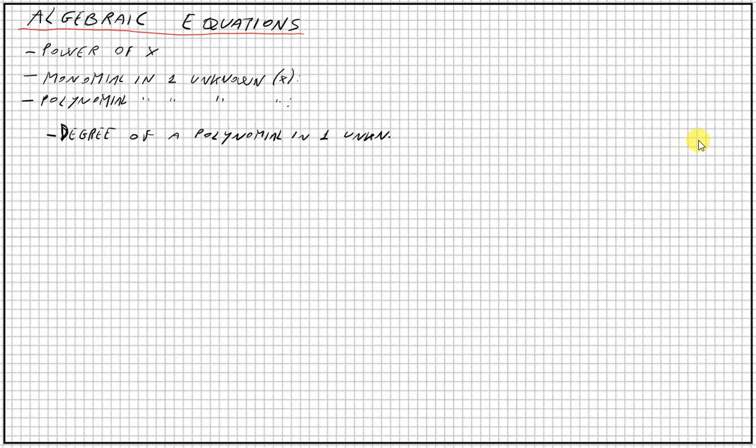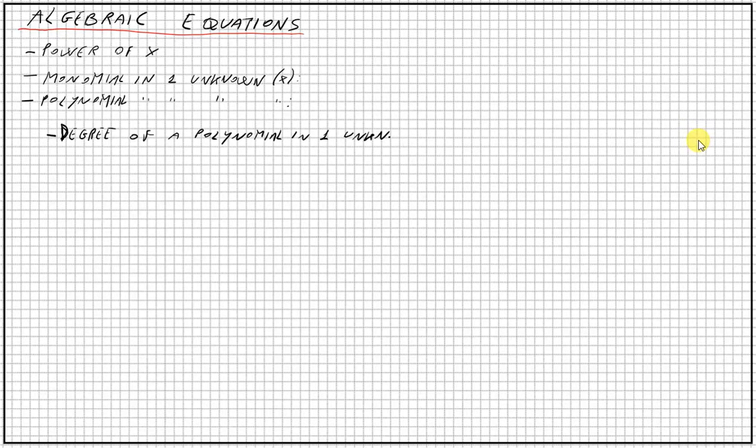Let's talk about algebraic equations. Before we can introduce this concept with a little bit more accuracy, we need to understand a few other concepts that are important for it. So the first one is power of x.